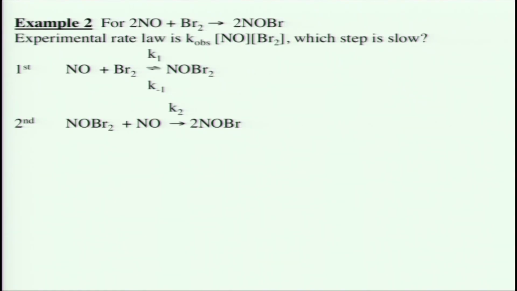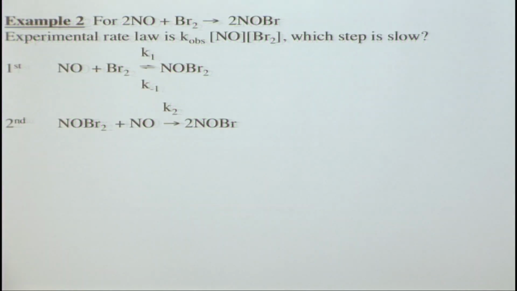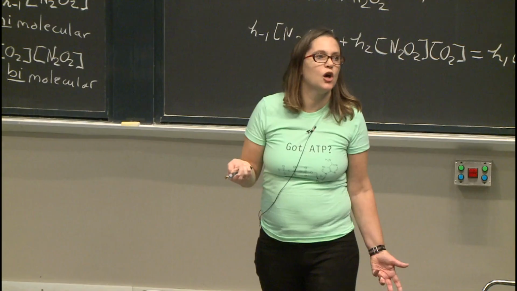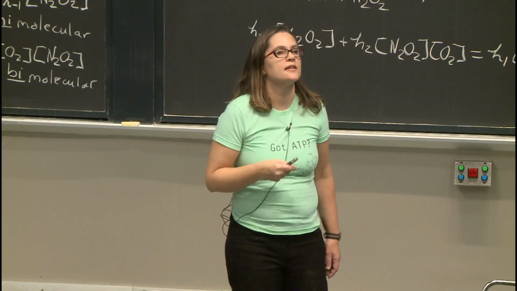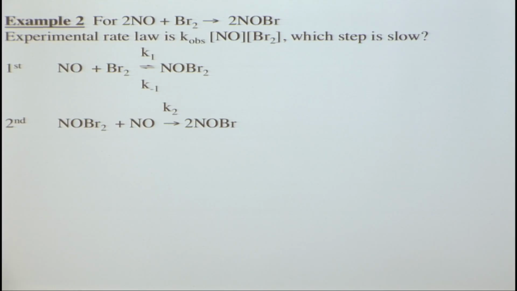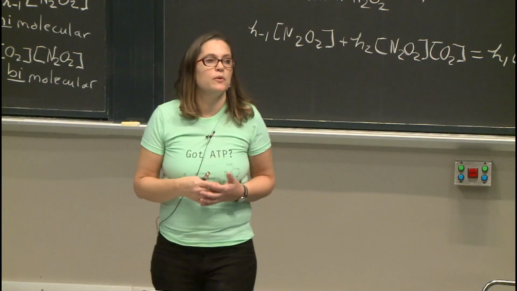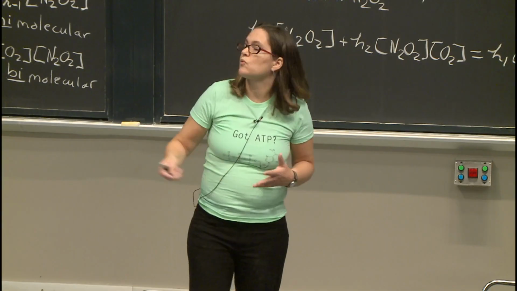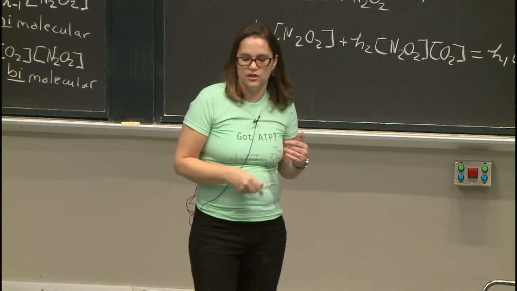So in this example, we have NO again. We have 2 molecules of NO, and now we have Br2 going to 2 molecules of NO-Br. And we're told that the experimental rate is k-obs times NO first order, Br2 first order, and ask for this proposed mechanism, which would be the slow step to give rise to that experimental data. So the first thing that we would want to do with all of these is to write the rate laws for each individual step.